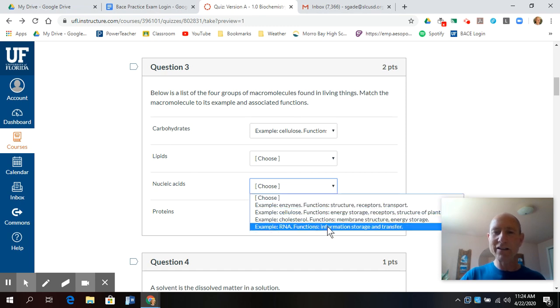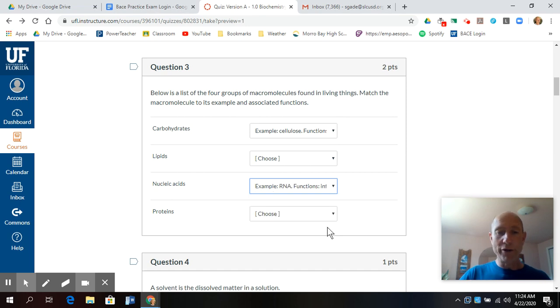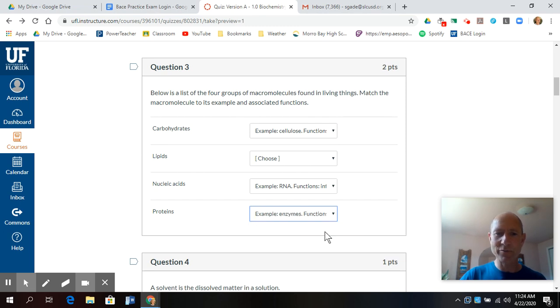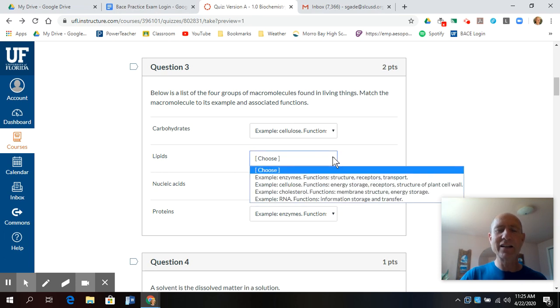So I'm going to come down here and find something that's kind of like DNA, RNA. Booyah. And then proteins, we know in this class, you better know that those are made out of amino acids and they fold into shapes that do things. So we're going to look for something like that. Enzymes, we know, are proteins. Structures, receptors, transports, boom. So we're just looking for keywords that are going to tune us in.